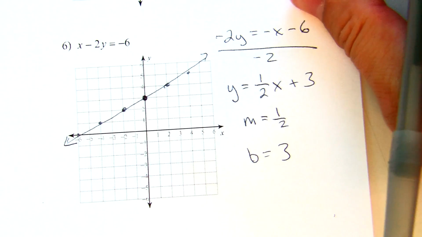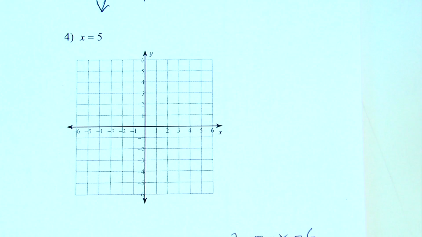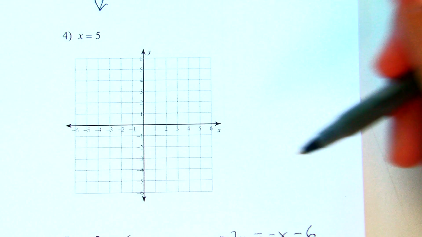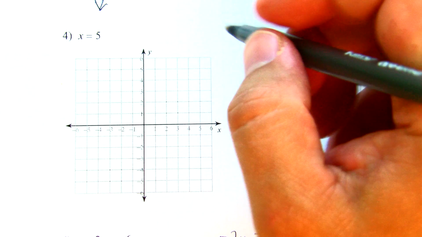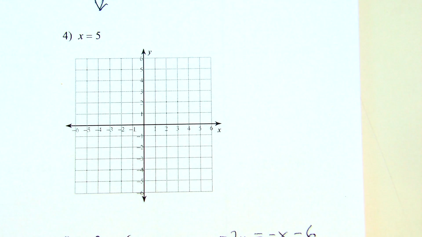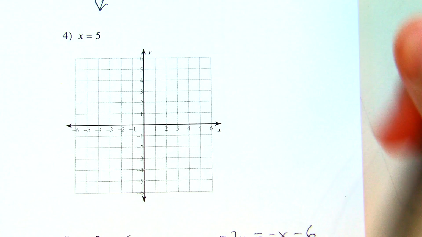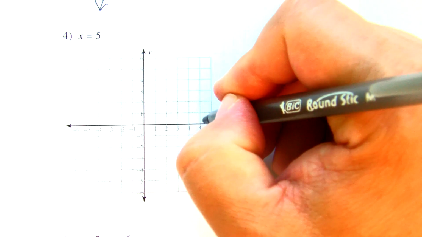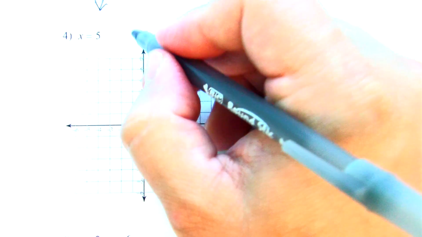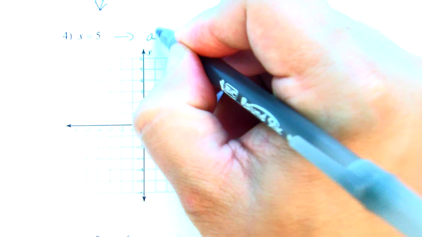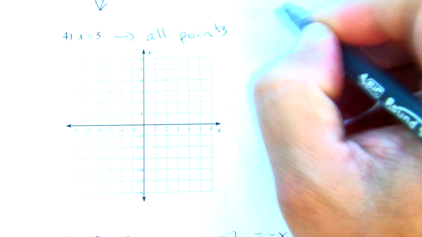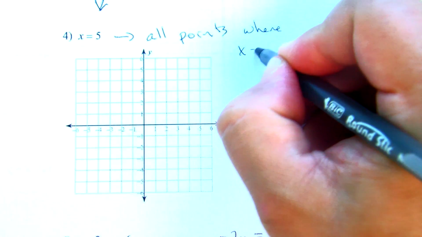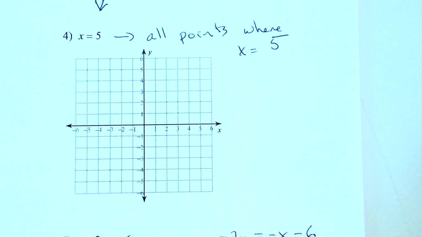Now, one case that's a little bit confusing is when we've got something like x equals negative 4, or x equals 5. We saw this with the slope-intercept form as well. This can't be put in y equals mx plus b form. The reason is that it's a vertical line. The slope is undefined, so there's no way of writing it as y equals mx plus b. But we know that it goes through 5. We think of it as all points where x equals 5, and that's what that means.